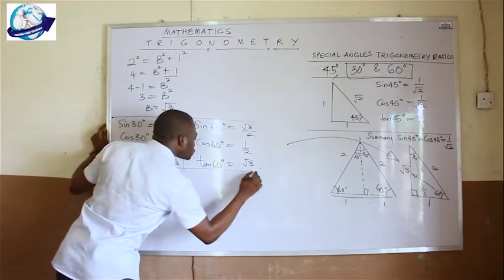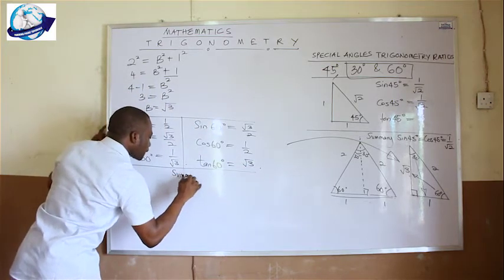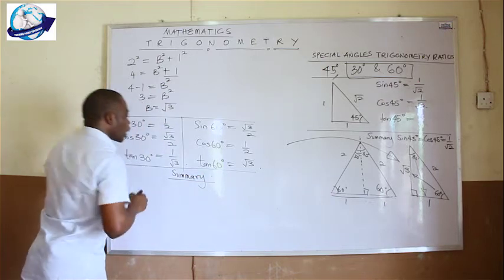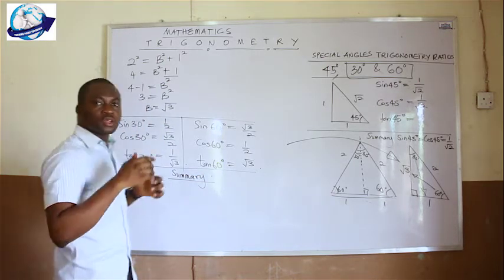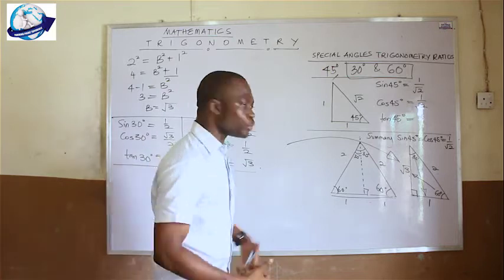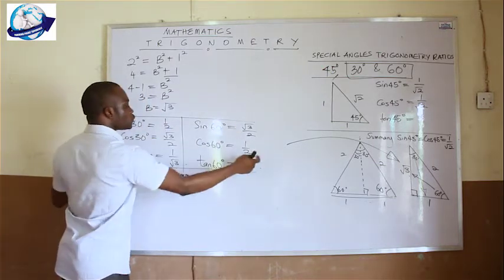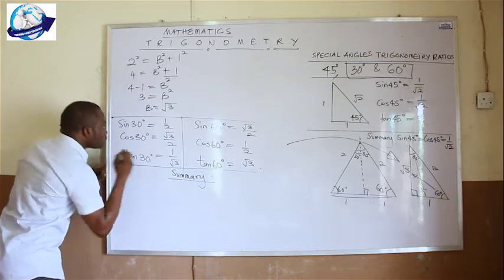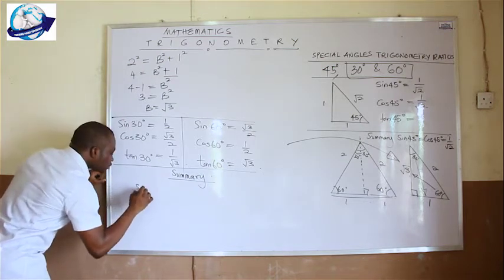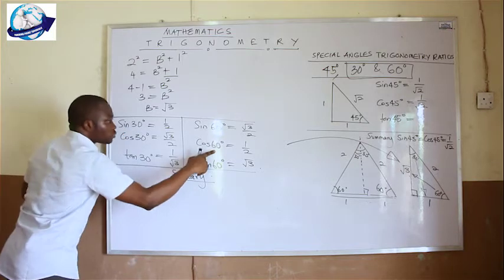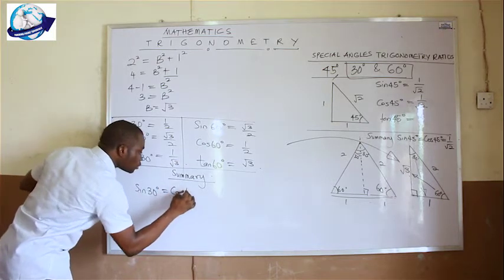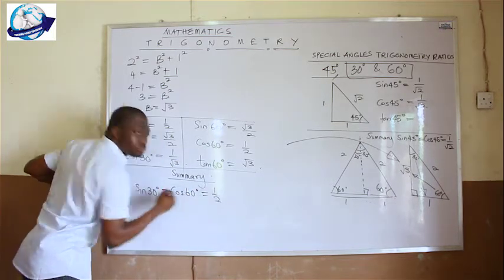Summary. Now, summary of this whole thing. Check very well, you see something here. What's the sine 30? 1 over 2. What's your cos 60? 1 over 2. Can I see something here? Can I say that sine 30 degrees is equal to cos 60 degrees, right? Equal to 1 over 2.